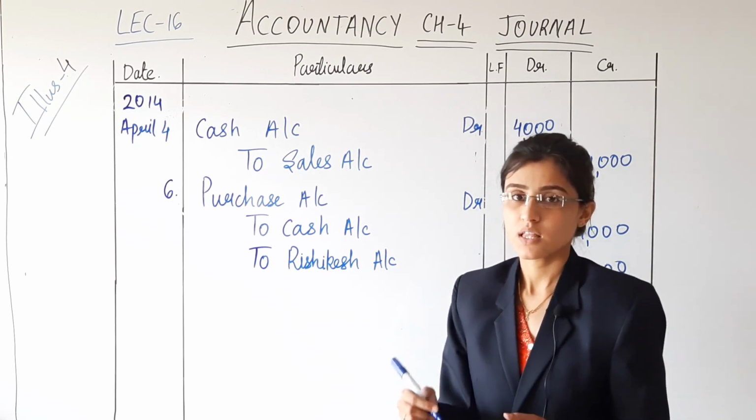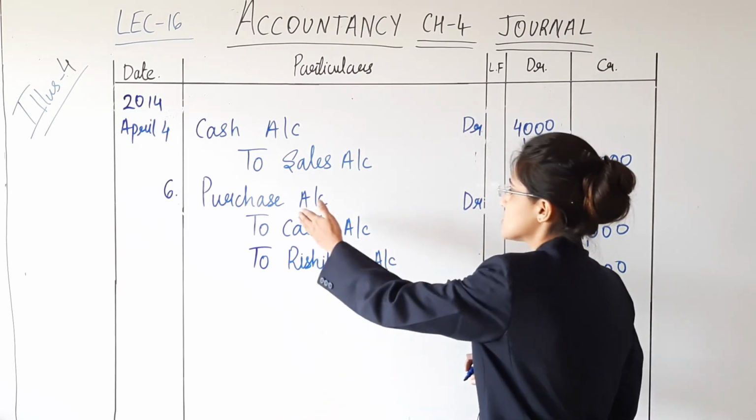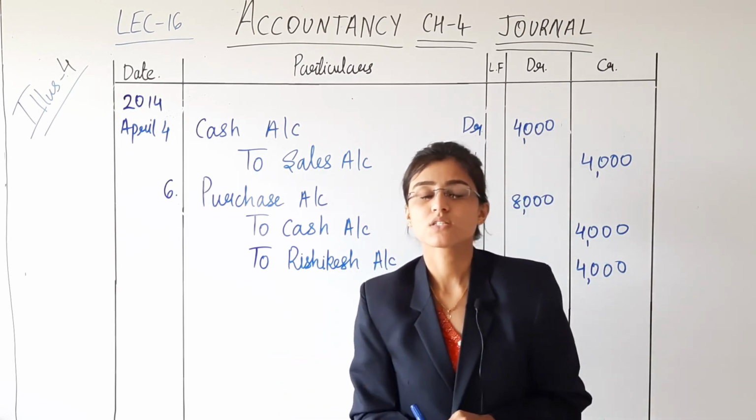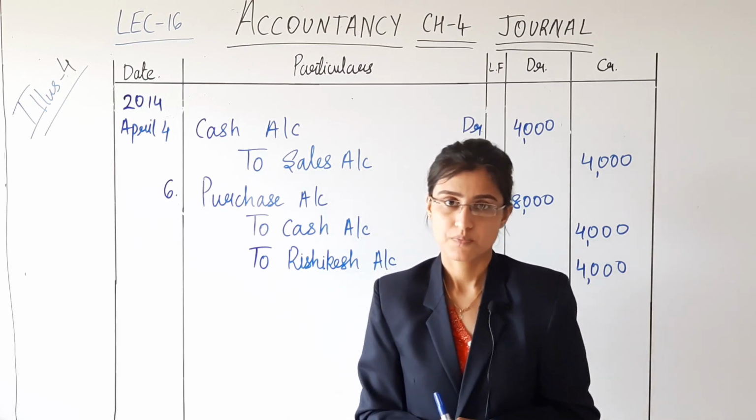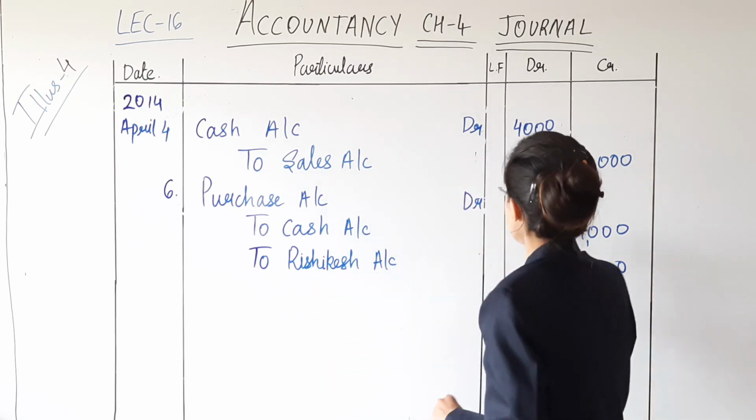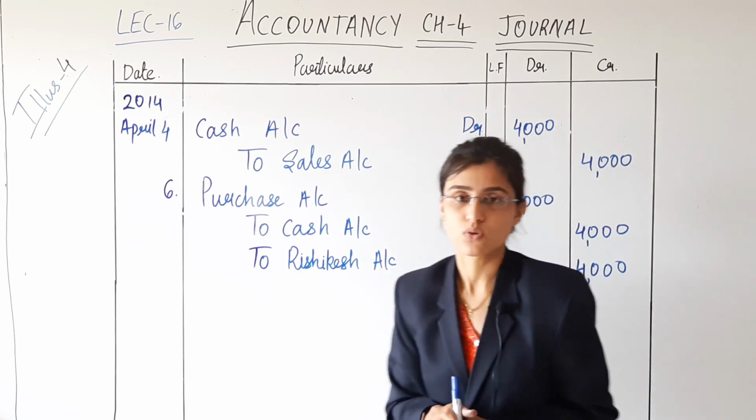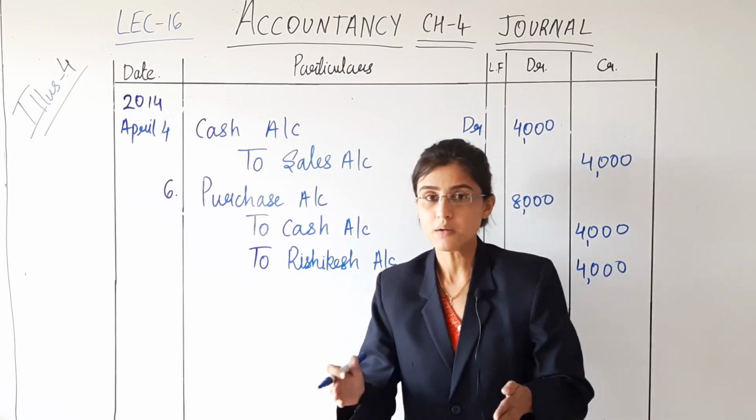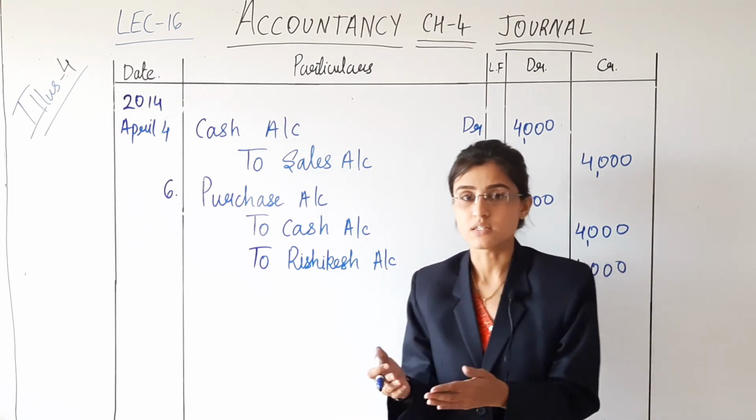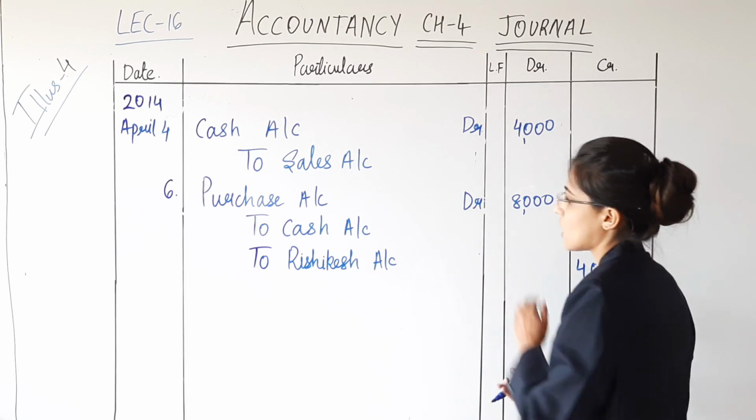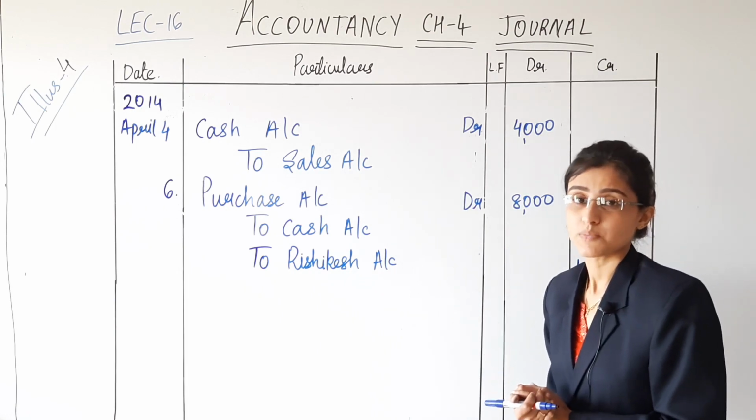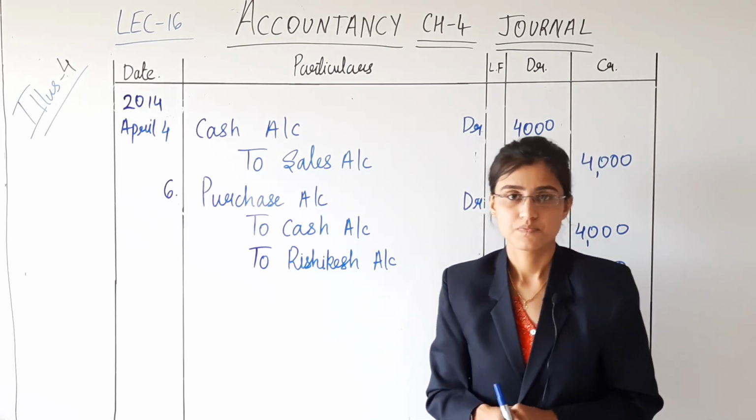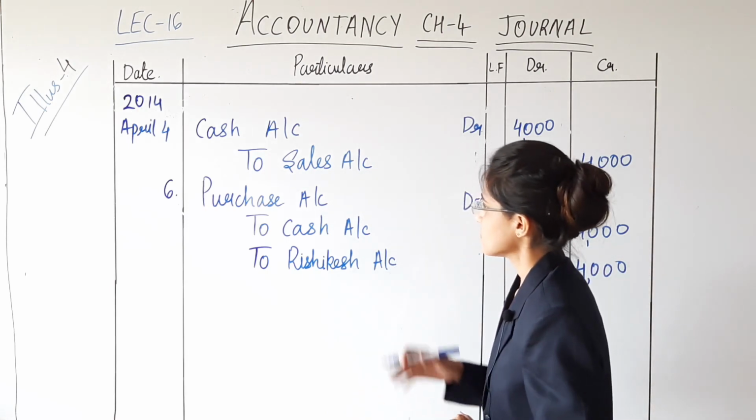If you want to understand this in a better way: purchase account debit 4,000 to cash account 4,000. You have purchased goods and you have paid 4,000 in cash. Then purchase account debit 4,000 to Rishikesh account 4,000, a credit transaction. So in both the journal entries, you have debited purchase account. Instead of writing it twice, you just write it once, and this is how the concept of combined journal entry works. So that is applied here. Alright, we'll continue.